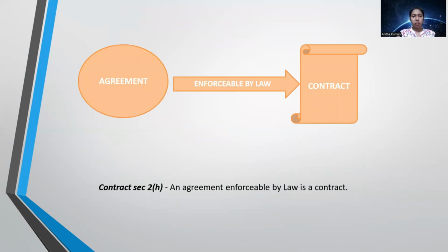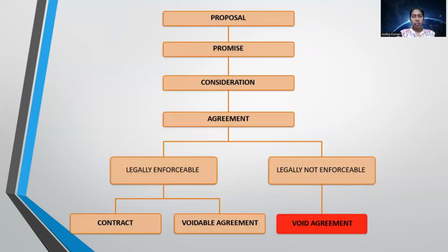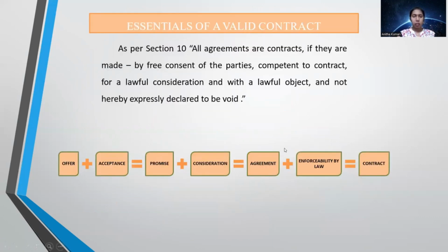An agreement enforceable by law is a contract, as I told you. So see this: proposal, promise, consideration, and agreement. The agreement which is legally enforceable is called a contract, and one which is not enforceable is called a void agreement. Essential elements of a valid contract.